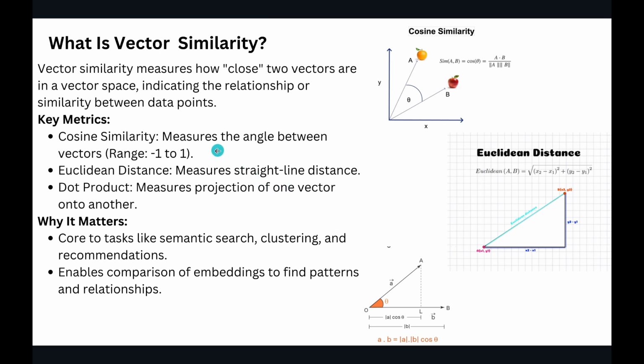So these are a few concepts which are very useful in measuring vector similarity. Now, why does it matter? It matters because vector similarity is used in different tasks like semantic search, clustering algorithms, or recommendation algorithms in machine learning. It basically enables comparison of different data points to find patterns and relationships among them.